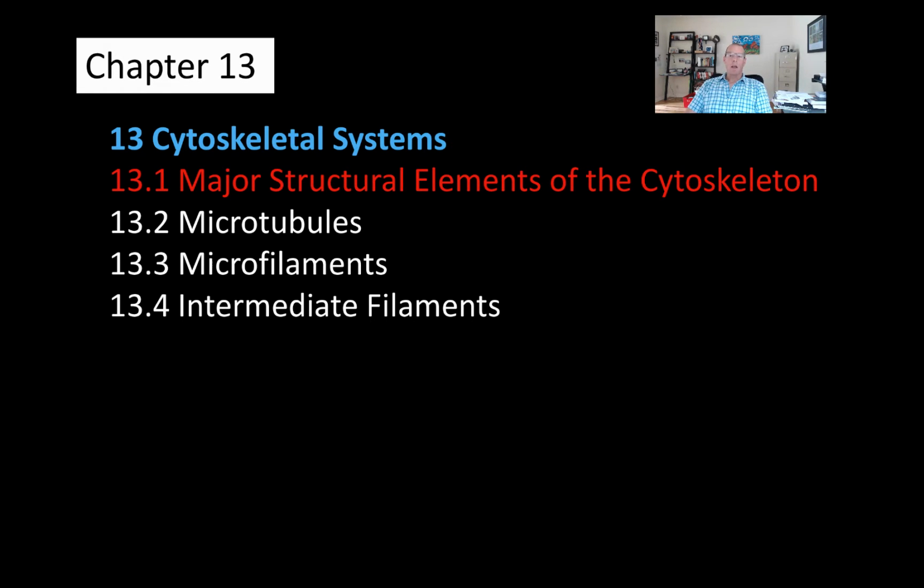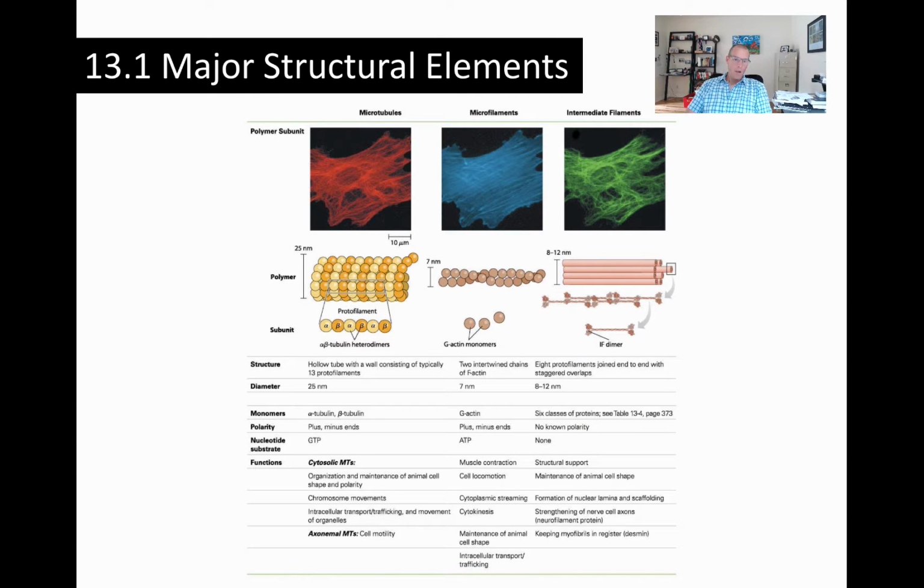So let's get going with just a quick overview, which will largely serve as review and will help me direct you to what you should focus on as you are studying and thinking about different elements of the cytoskeleton. So this table here is really just reviewing the major structural elements of the cytoskeleton. Remember, those are microtubules, microfilaments, and intermediate filaments. And so as you look at this, it's going to be important to understand the basic structure here.